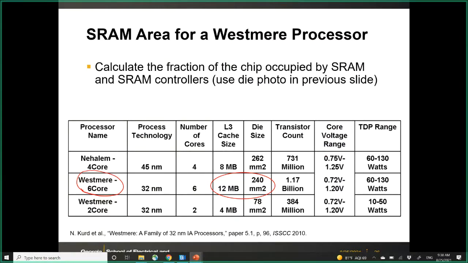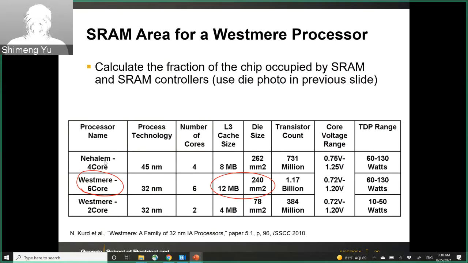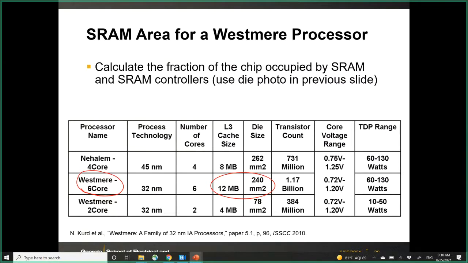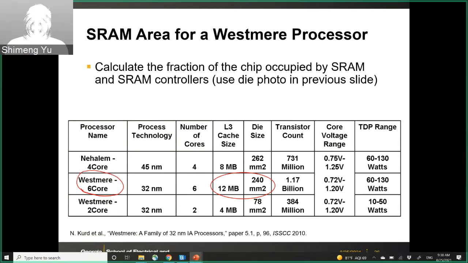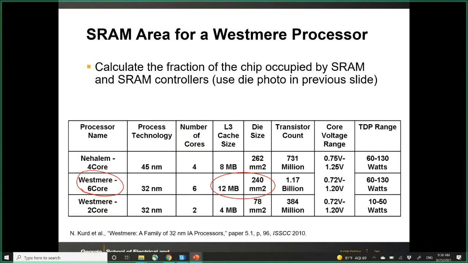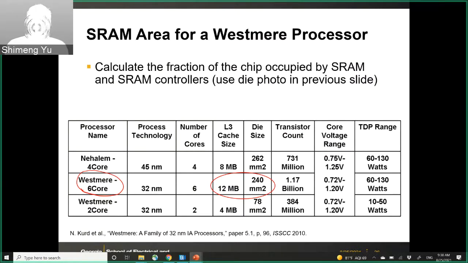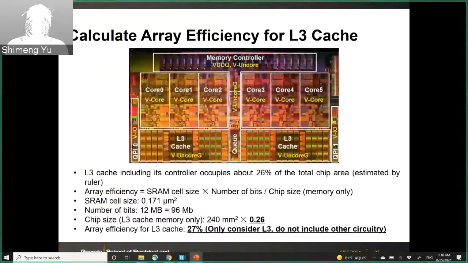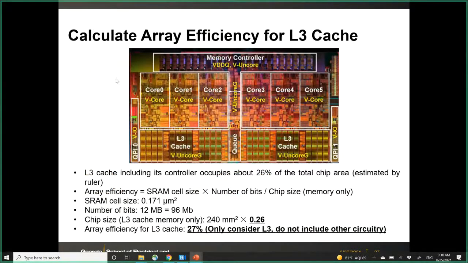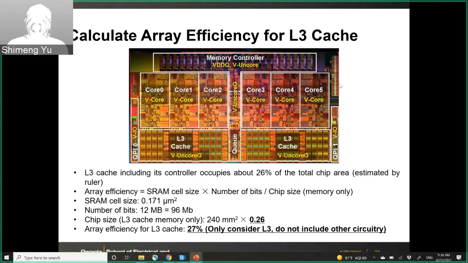So then the question here: let's calculate the array efficiency for the L3 cache in this example. So how do we do that? You may have similar problems in your homework. So let's give you an image of the processor, then estimate the array efficiency of the L3 cache. So how do we do that? Let's take a look at this image.